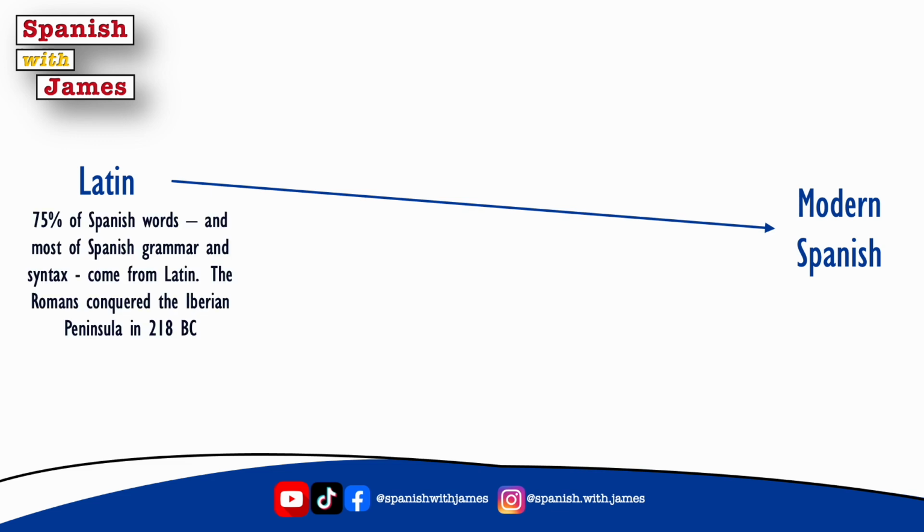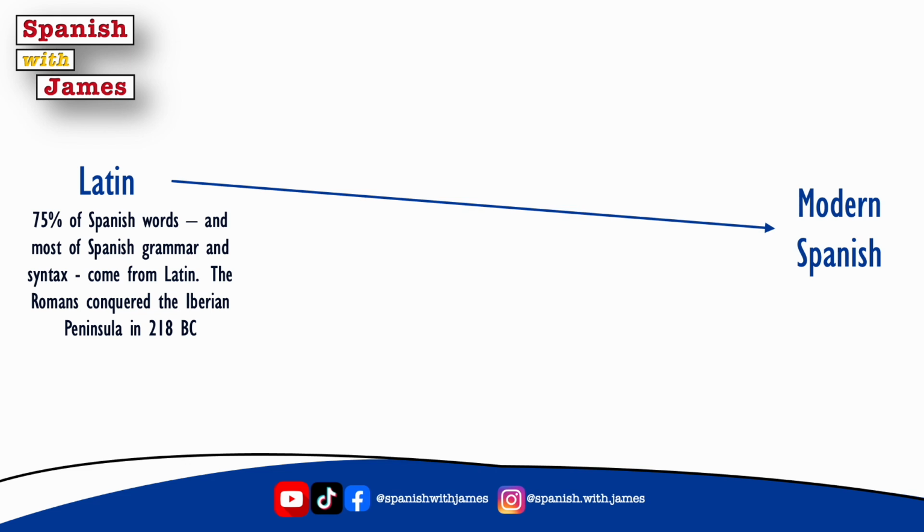About 75% of Spanish words, and most of its grammar and syntax, come from Latin. That's because the Iberian Peninsula was conquered by the Romans in 218 BC. Other languages in this group include Italian, French, Catalan, Portuguese, Romanian, and many more.